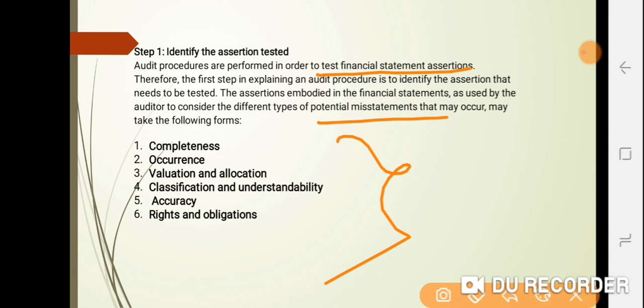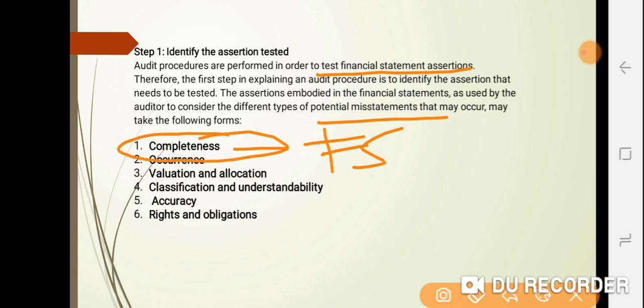Okay, the first one is completeness. See, completeness means that all transactions have to be recorded in the financial statement. So here the financial statement should include all the transactions of all assets, liabilities, equity, interest, capitals and reserves and other disclosures. Okay, everything has to be disclosed in the financial statement, then only it will be treated or termed as completeness of the financial statement. Okay, that is the first thing. Okay, assertion tested should be complete.